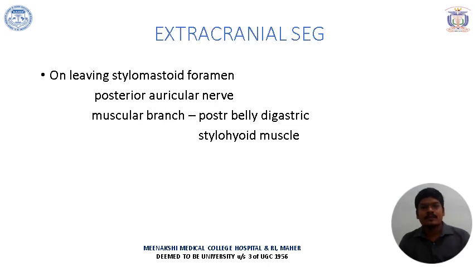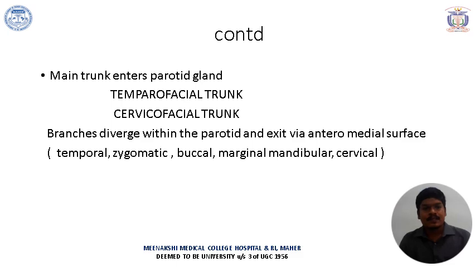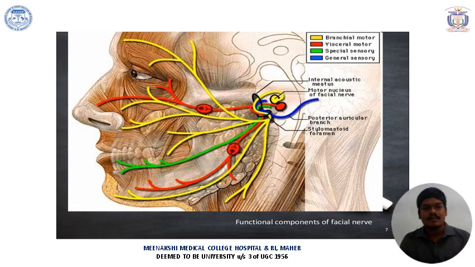Coming to the extracranial segment, on leaving the stylomastoid foramen, it gives branches to two muscles: the posterior belly of digastric and the stylohyoid muscle, and the post-auricular nerve. Once after exiting through the stylomastoid foramen, it enters the parotid gland at the level of the faciovenous plane of Patey and divides into temporofacial and cervicofacial trunks. These two trunks further give 5 branches: temporal, zygomatic, buccal, marginal mandibular and cervical branches.